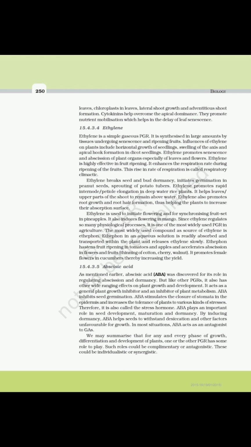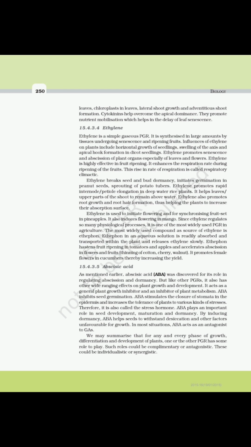15.4.3.5 Abscisic acid. As mentioned earlier, abscisic acid (ABA) was discovered for its role in regulating abscission and dormancy. But like other PGRs, it also has other wide-ranging effects on plant growth and development. It acts as a general plant growth inhibitor and an inhibitor of plant metabolism. ABA inhibits seed germination. ABA stimulates the closure of stomata in the epidermis and increases the tolerance of plants to various kinds of stressors. Therefore, it is also called the stress hormone.